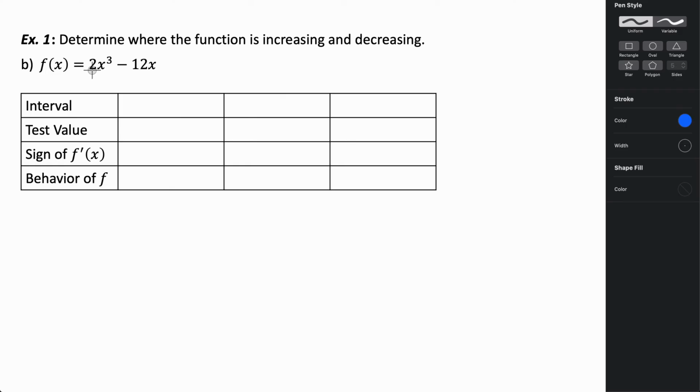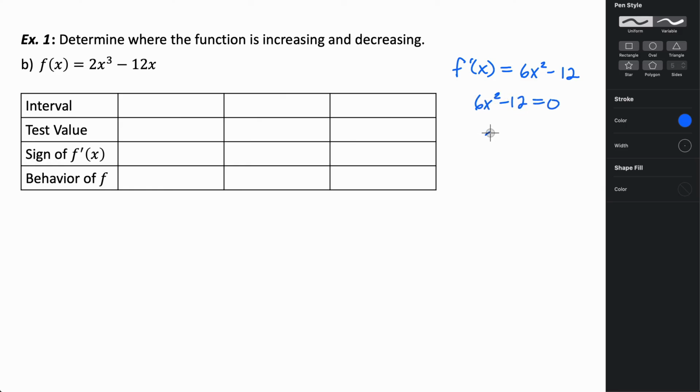Part B. Again, we have a cubic function, so it is, again, a continuous and differentiable function on the entire real number line. So we want to figure out where the derivative is going to be equal to 0 so that we can determine our intervals and test our points. So what is the derivative? F prime of x is going to equal 6x squared minus 12. So we can set this equal to 0, and we get 6x squared minus 12 equals 0.